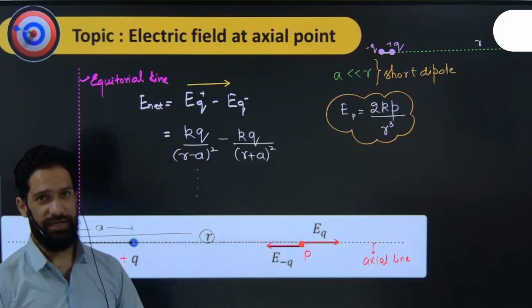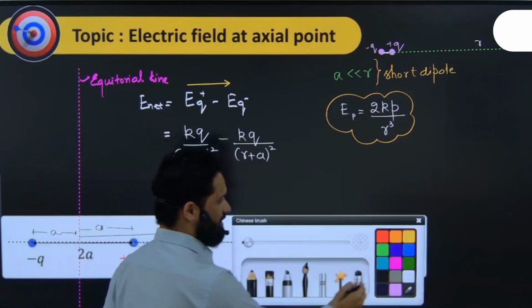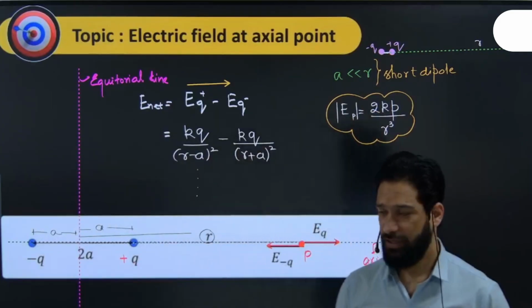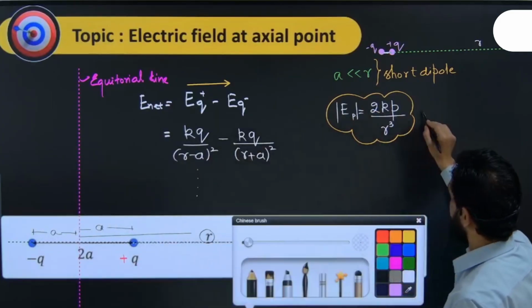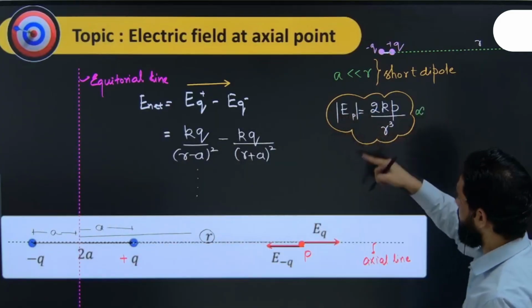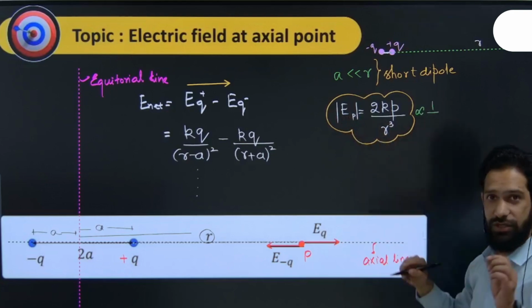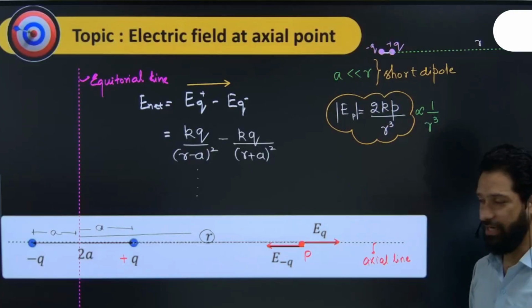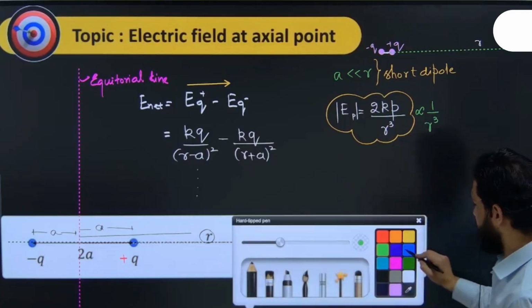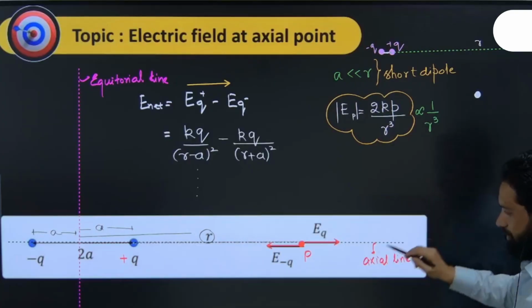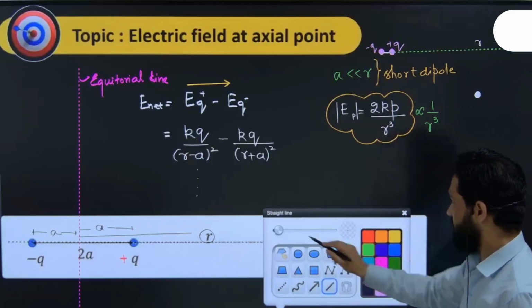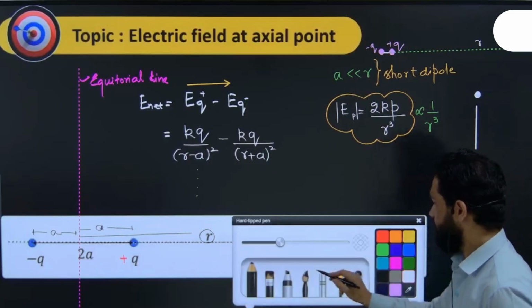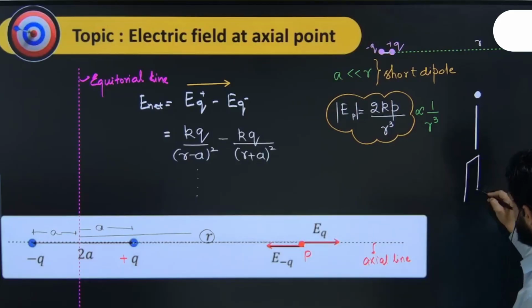So we have two things to know here. First of all, what is the magnitude of that electric field? Magnitude is 2kp by r cube. It means that the variation of this particular electric field with distance is not inverse square. No, it is inverse cube, which is in contrast to the point charge. If you know the results for the point charge, for the line charge, and also for the sheet charge.